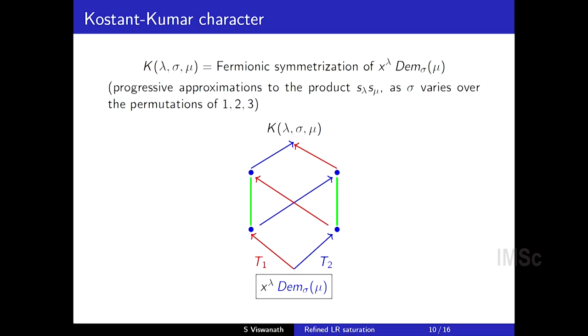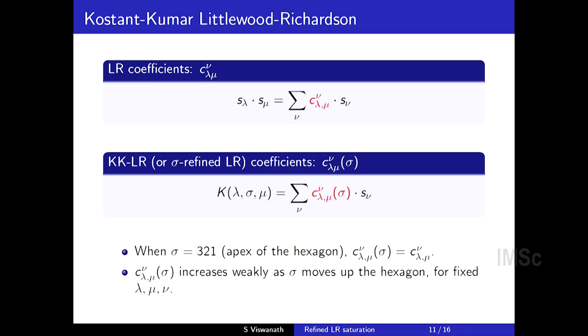Okay, and they turn out to give you progressive approximations to the product S lambda S mu as you choose different sigmas, as you choose sigmas which vary over the 6 possible permutations. What I will get are really 6 different approximations to the product of 2 Schur functions. Okay, now, what does that allow us to do? The product of Schur functions, when expressed back in terms of Schur functions, gives you Littlewood Richardson coefficients.